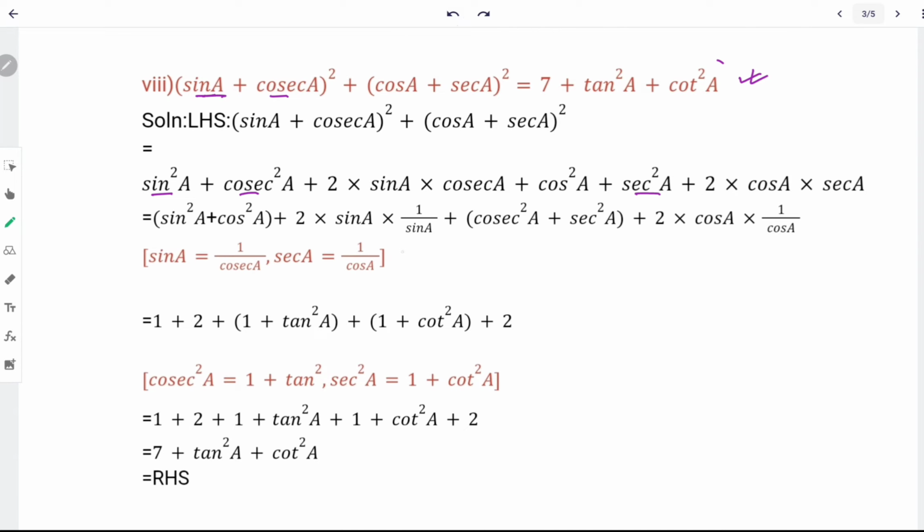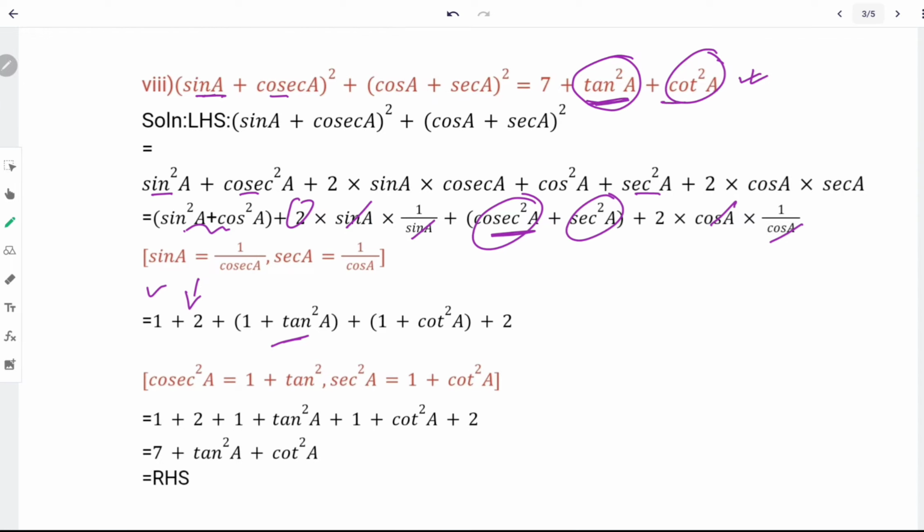All right, so once we're done with it, we can divide this sin a, and this cos a, and this cos a. So once again, sin square a plus cos square a gives us 1, right? Then we have a 2, so I've written it down here. And cosec square a can now be expanded as 1 plus tan square a, because when you look at the right hand side, it is in terms of tan square and cot square a, right? We don't need cosec or sec, okay?